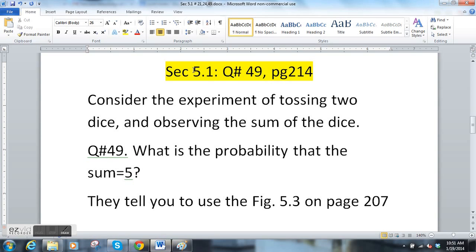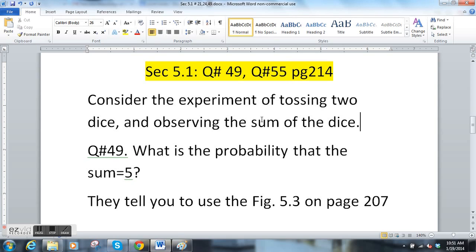Hi there, this is section 5.1 and now I wanted to go over question 49 and bonus question number 55, I think it is. 55 on page 214. So the probability is getting a little bit more challenging. So the question asks, consider the experiment of tossing two dice and observing the sum of the dice.